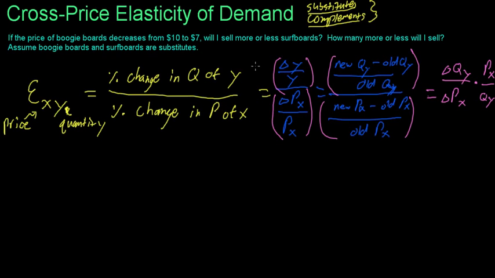Just like I did in the last video, I want to give you, just so you see it once, the calculus version of this exact same thing. I'll write this in green, and we'll put a little calculus by it. The calculus definition for this exact same concept is the partial of the quantity of y with respect to the price of x, times the price of x over the quantity of y.